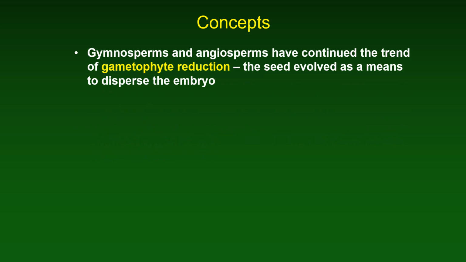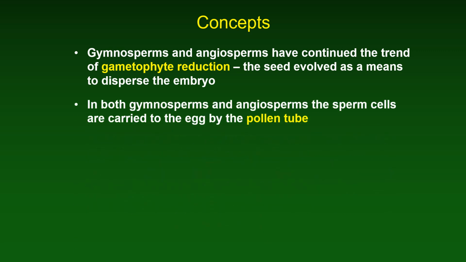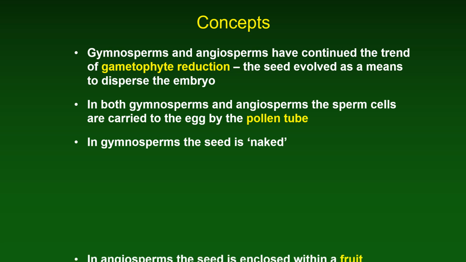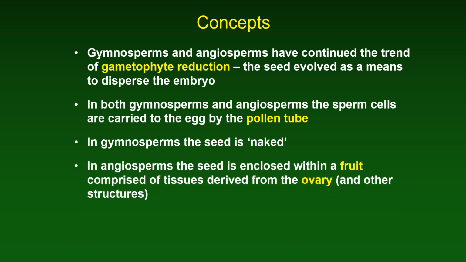The gymnosperms and angiosperms, so the conifers and their relatives, and the flowering plants have continued the trend of gametophyte reduction, and they've taken it to extremes. The seed was another addition that allowed for the dispersal of these plants. In both gymnosperms and angiosperms, the sperm cells are carried to the egg by a pollen tube. In gymnosperms, the seed is naked, it's not surrounded by anything fleshy, and in the angiosperms, the seed is often enclosed within fleshy tissue, and that is known as the fruit. So the entire thing, including the seeds, is known as the fruit, and the fruit is derived from the ovary, and sometimes some other structures that we won't get into.